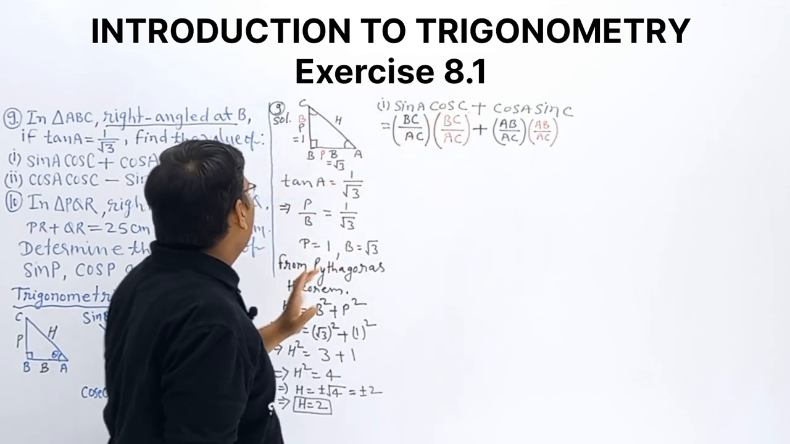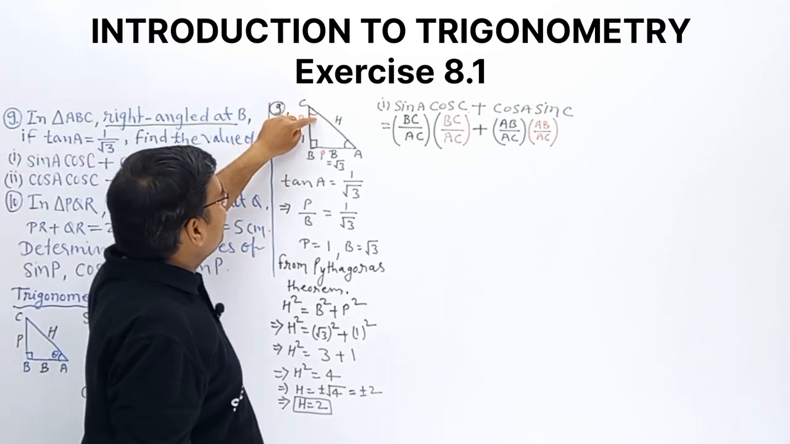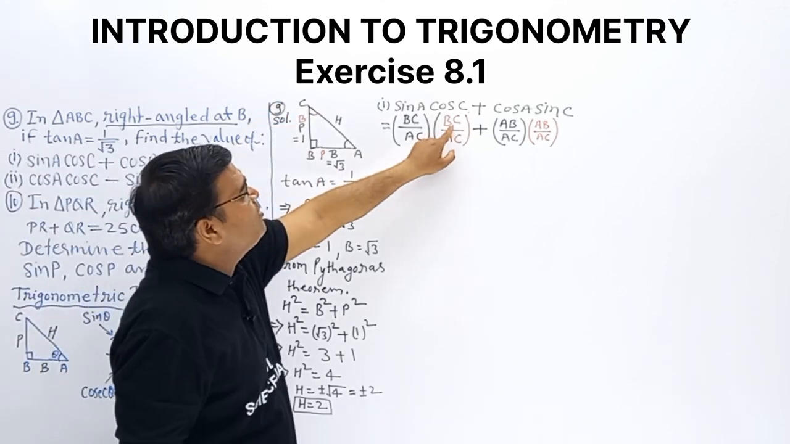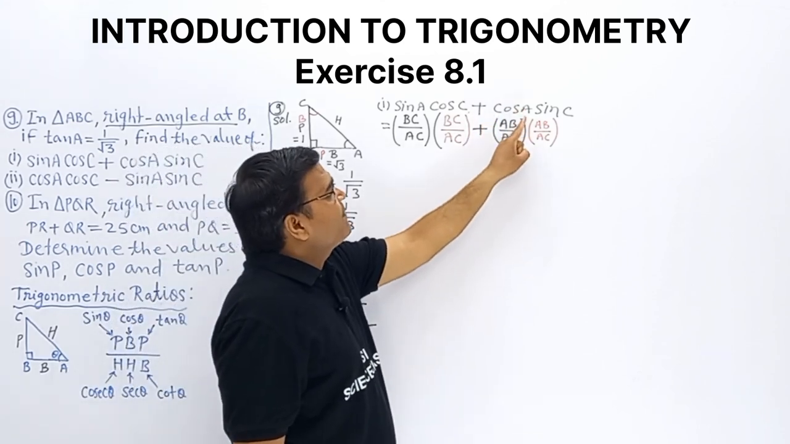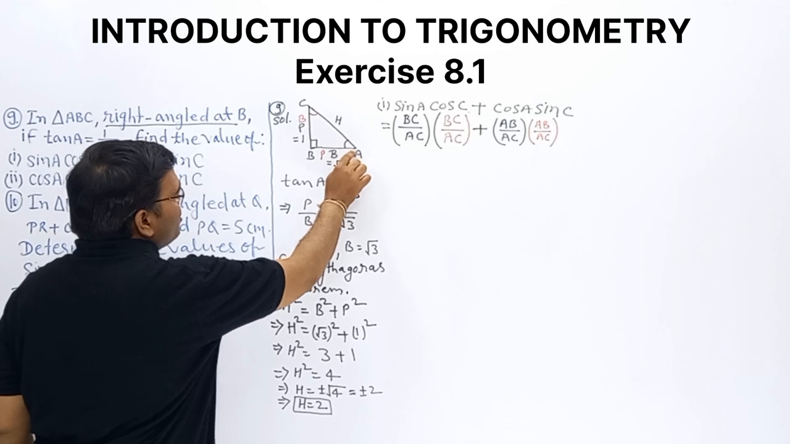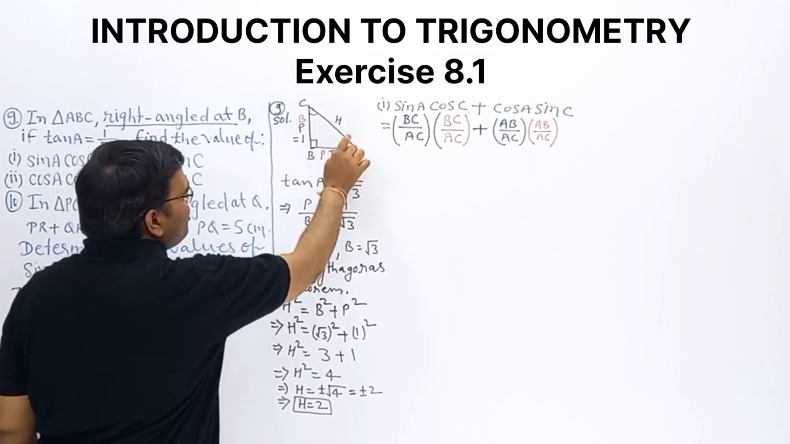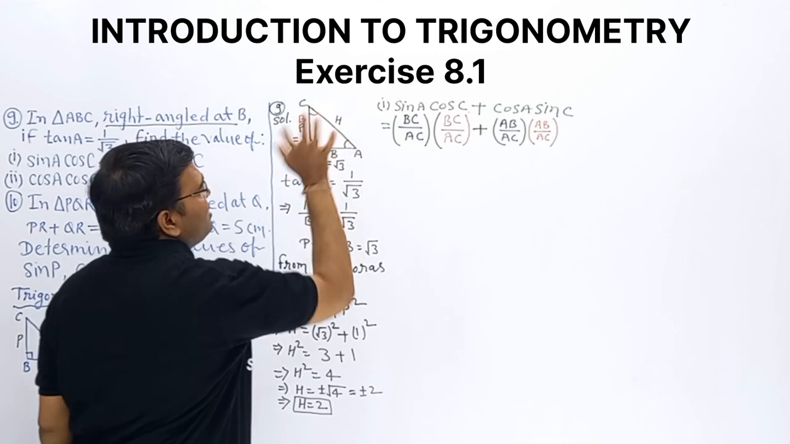But cos theta is base upon hypotenuse. So for the C1, the base is this one, so we are using BC upon AC. Hypotenuse is the same. Now cos A, we want. For this acute angle, cos theta will be base upon hypotenuse, so its base is this one, AB upon AC.